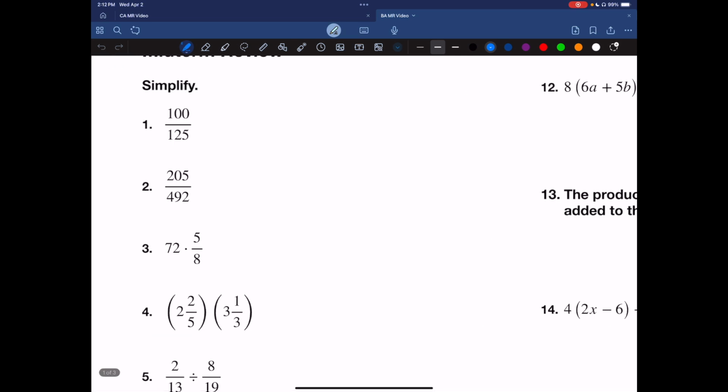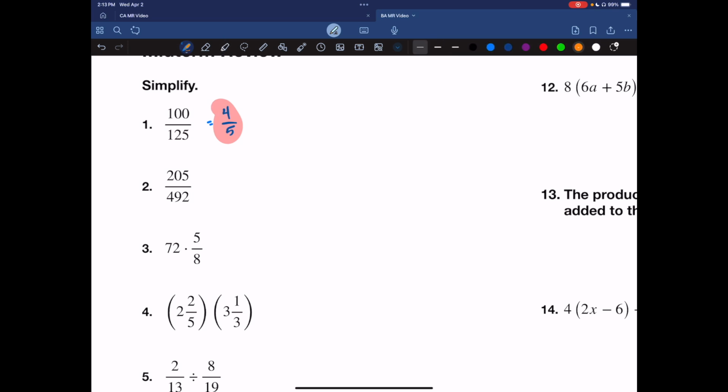On number 1 and 2 really, we have fractions that we want to simplify. Okay, so let's simplify them. We have 25 is going to go into 100 and 125, so that's going to be 25 goes into 100 4 times, and 125 5 times, so that's your answer.